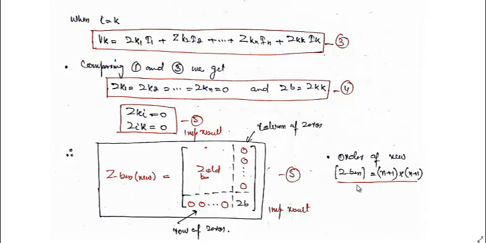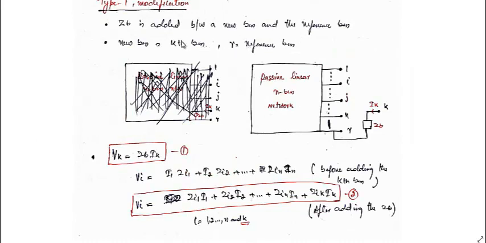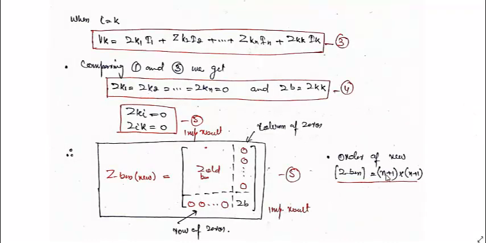Again, the order of the new Z bus, since we are adding a bus, will be n plus 1 cross n plus 1, because the order of this will be n into n, the order of this will be n cross 1, the order of this will be 1 cross n, and the total will be n plus 1 cross n plus 1.